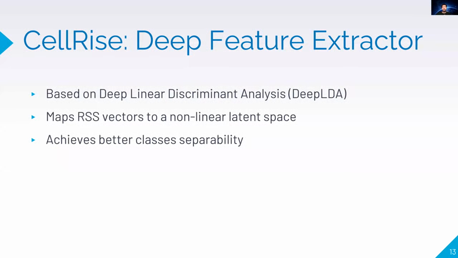The feature extractor module. The goal of this module is to obtain features in the latent space where different floors can be easily classified. Towards achieving this, we adopted a deep linear discriminant analysis approach called deep LDA. Compared to the classical LDA, which performs a linear mapping from the input to the latent space, deep LDA learns a more powerful nonlinear mapping, leading to a more separable latent space.